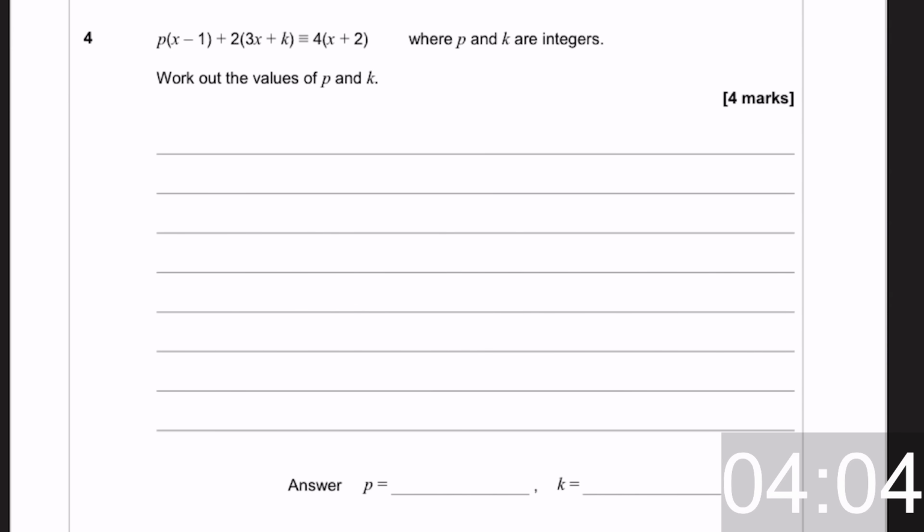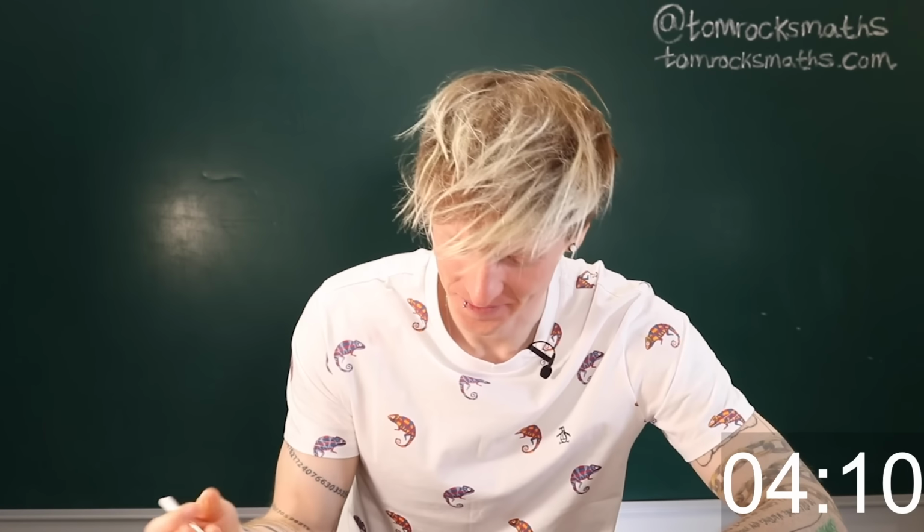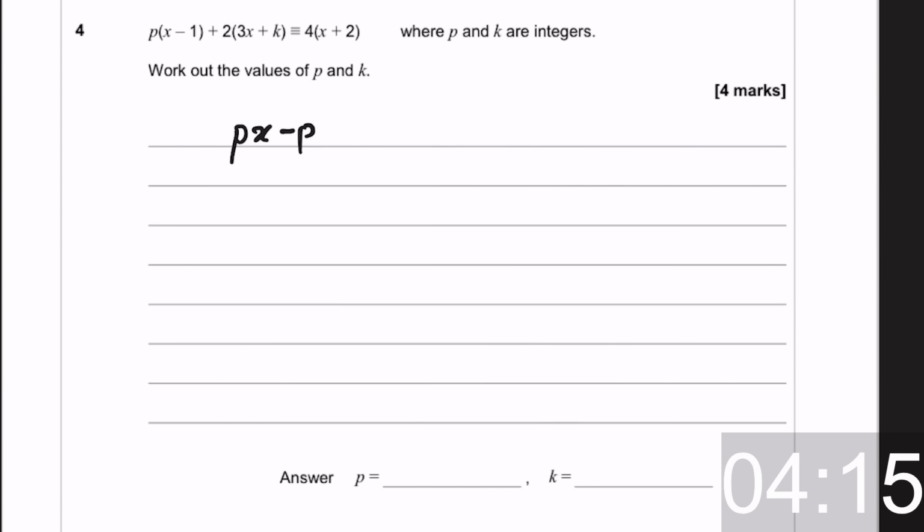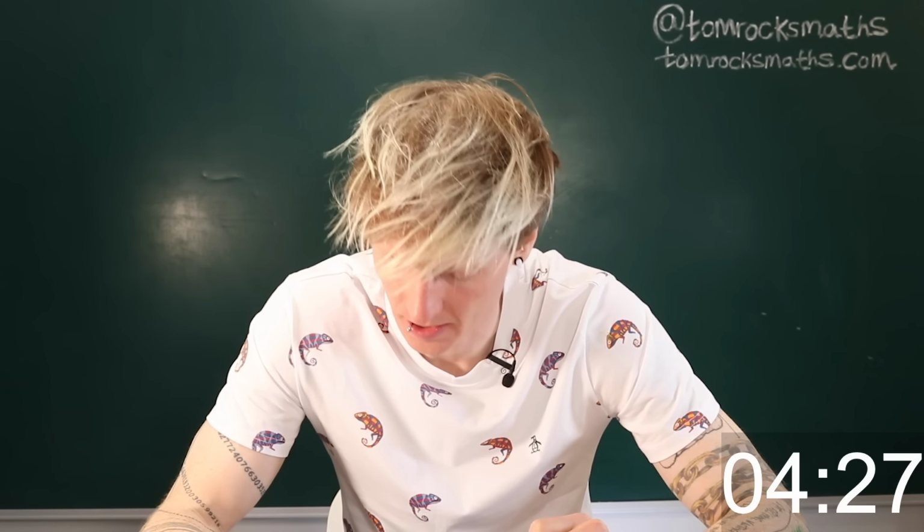Okay. Work out the values of p and k. Ooh, interesting. We have an identity. Good old triple equals. So if I expand this out, px minus p plus 6x plus 2k. We want this to be identical to 4x plus 8, where p and k are integers. Okay.